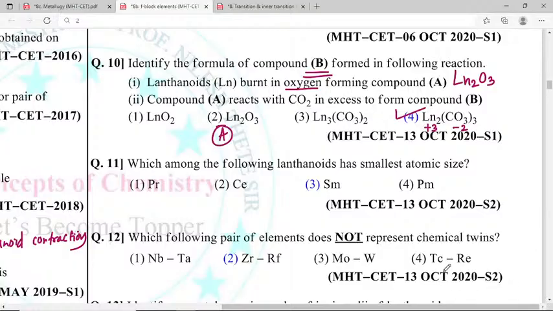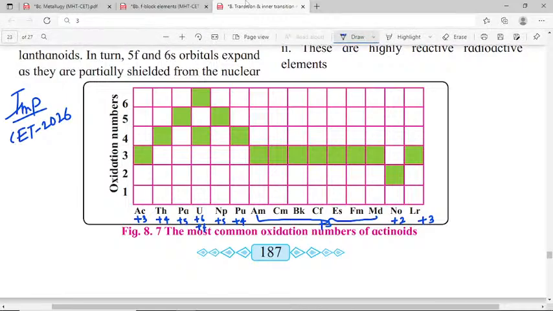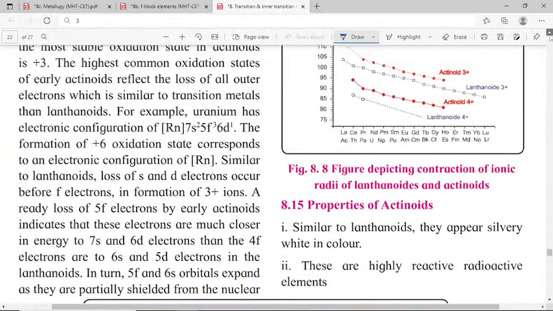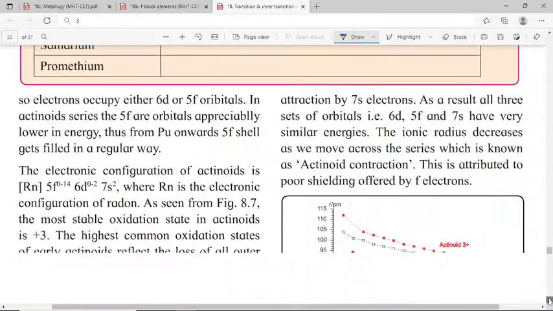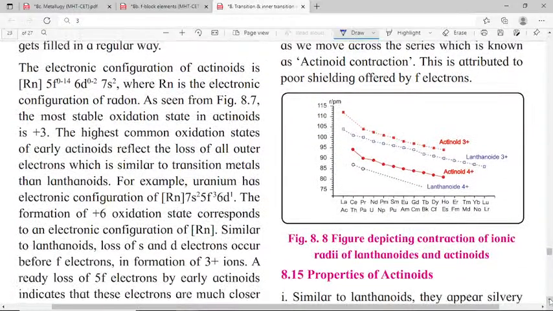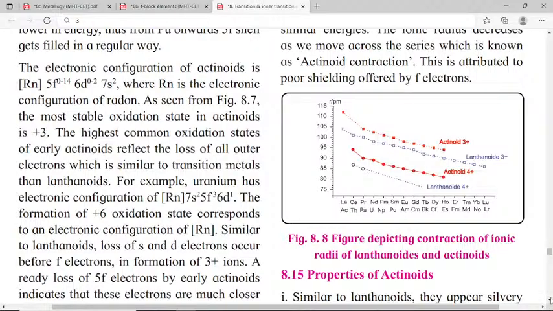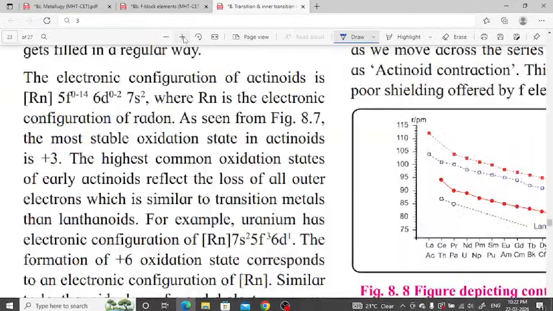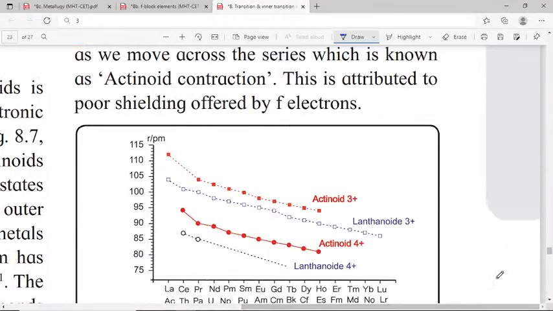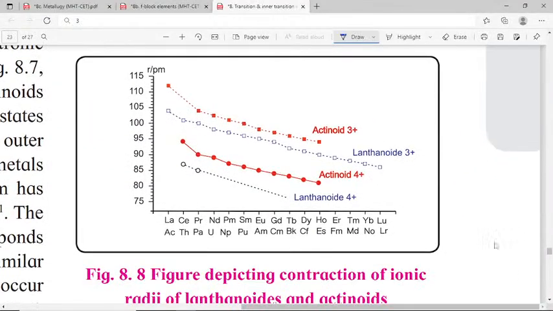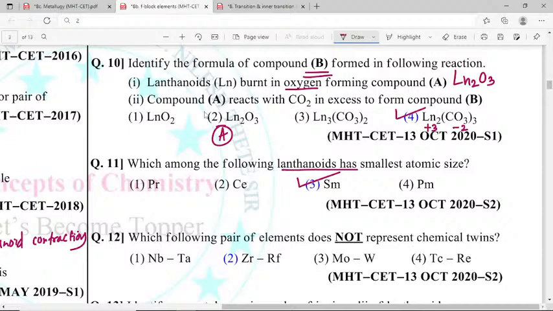Next question. Which among the following lanthanoids has the smallest atomic size? Left to right, atomic size goes on decreasing due to lanthanoid contraction. So what is your answer? Samarium.